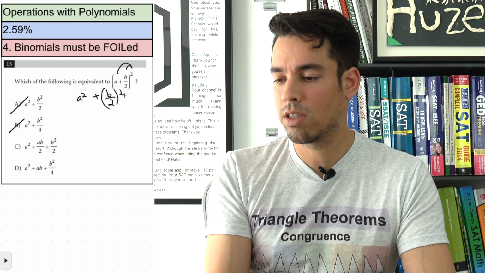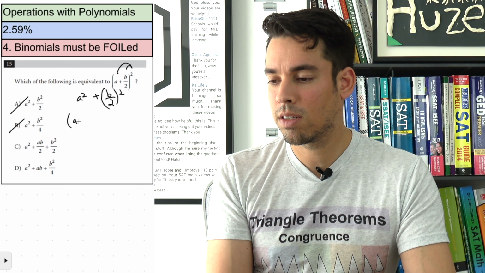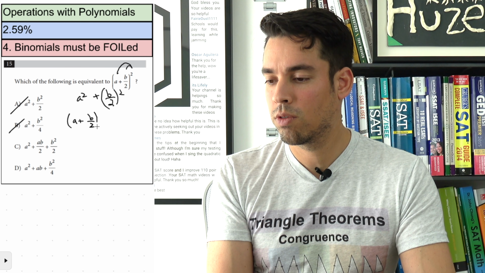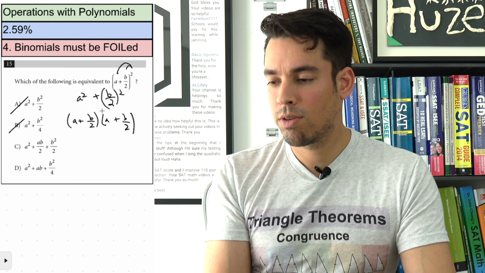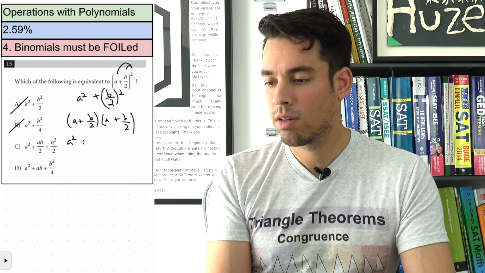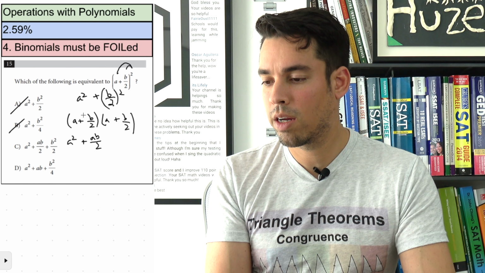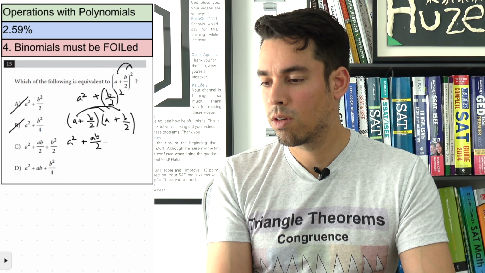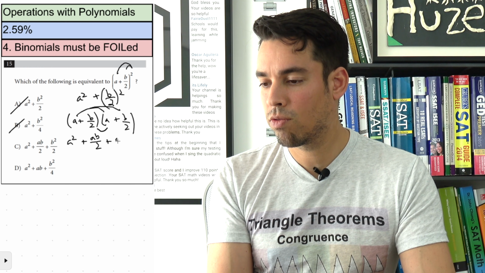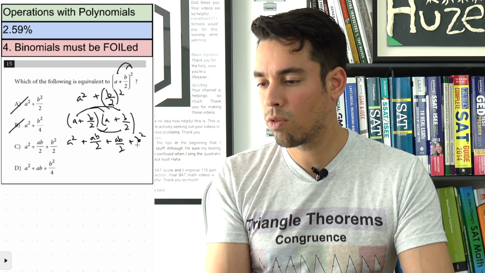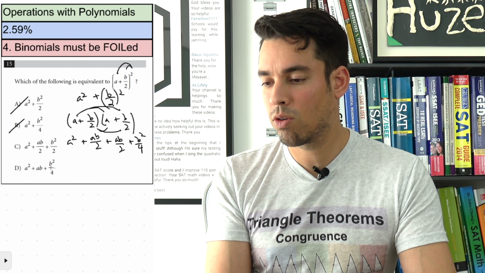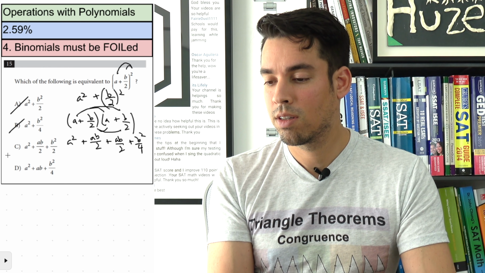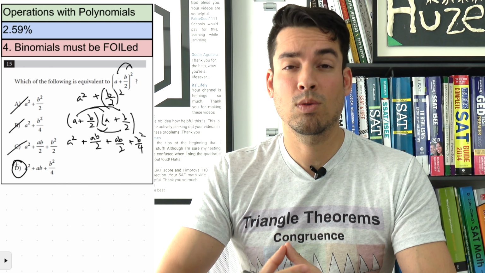So we immediately know that two terms is not what's supposed to happen. We're supposed to FOIL this, which means it's supposed to be set up like this: a plus b over 2 times a plus b over 2. And if I were to FOIL this out, I'm going to get a squared plus ab over 2, right? FOIL, FOIL. Plus again ab over 2, and then plus b squared over 4. And before doing anything else, I can look at the final terms and say this is b squared over 4, this is b squared over 2, this guy is out, and D is the one.